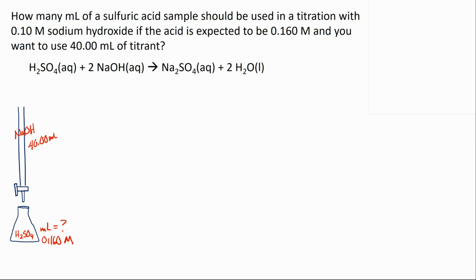And we want to see what a reasonable amount of sample would be. We also know the concentration of the titrant is going to be about 0.1 molar. So in this case, we're trying to calculate milliliters of the sulfuric acid solution. And we're going to start with the other chemical, in this case the milliliters of the sodium hydroxide solution, the titrant. In the middle, a mole-to-mole conversion.